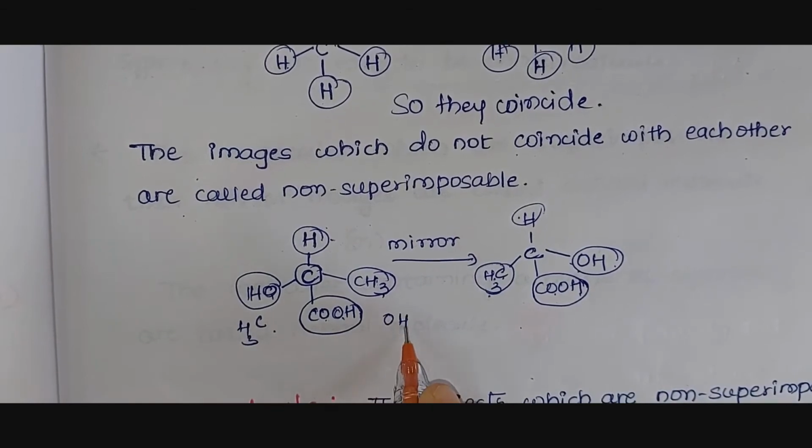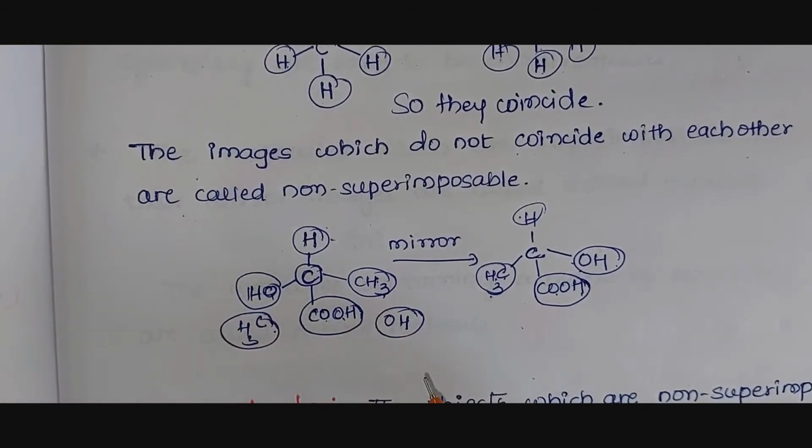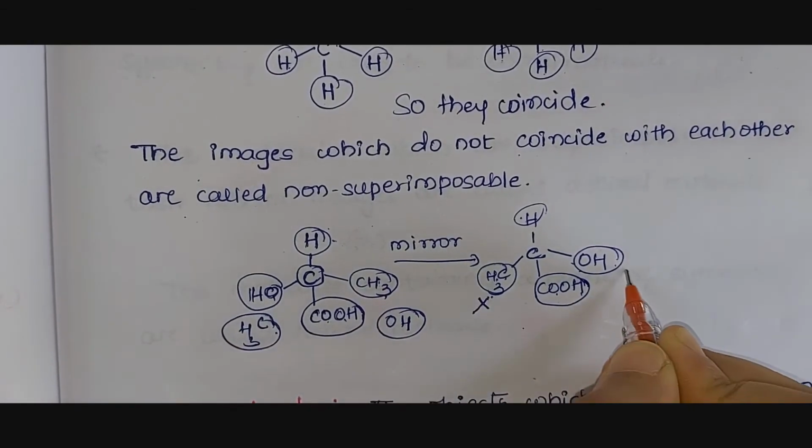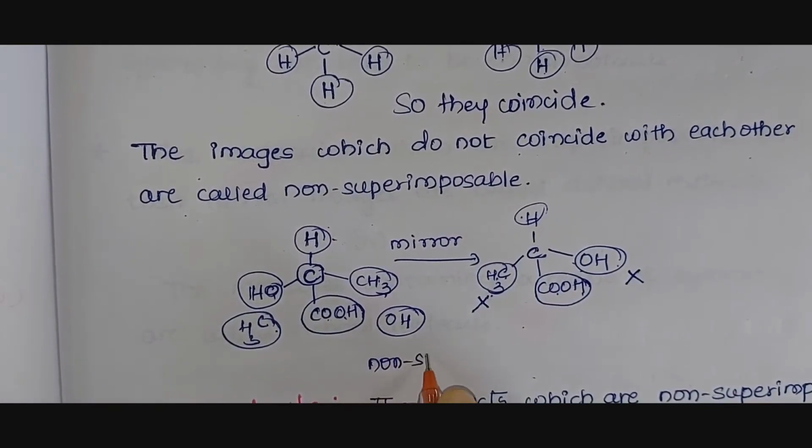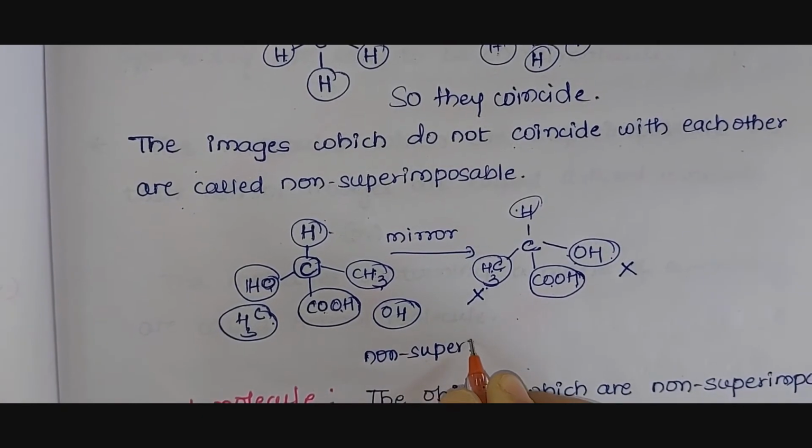So what do we observe here? Change in the position of CH3 and OH. So what do we say? This does not coincide with each other. Hence it is a non-superimposable mirror image.